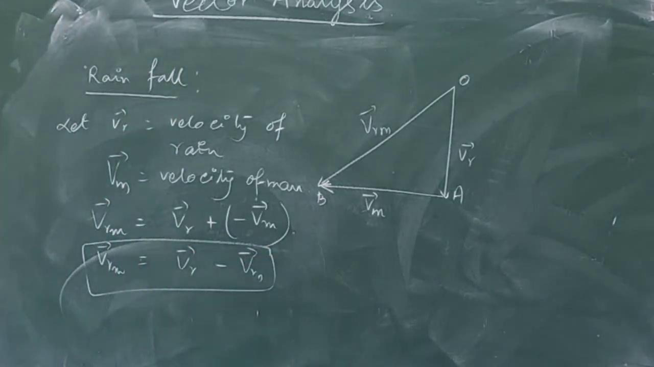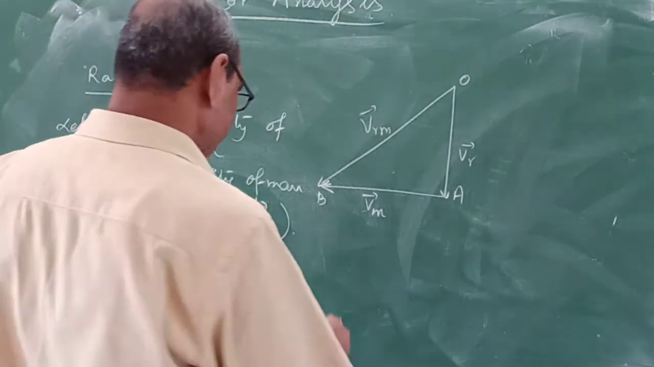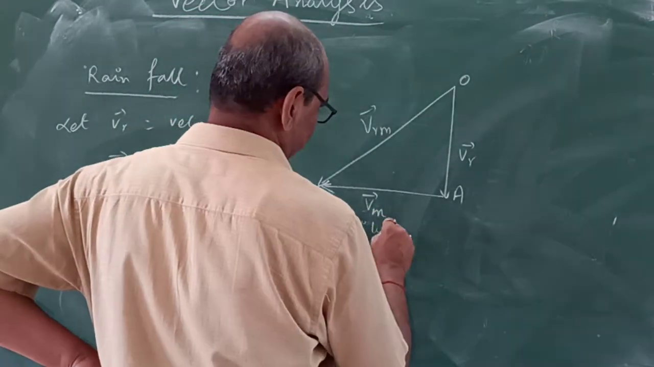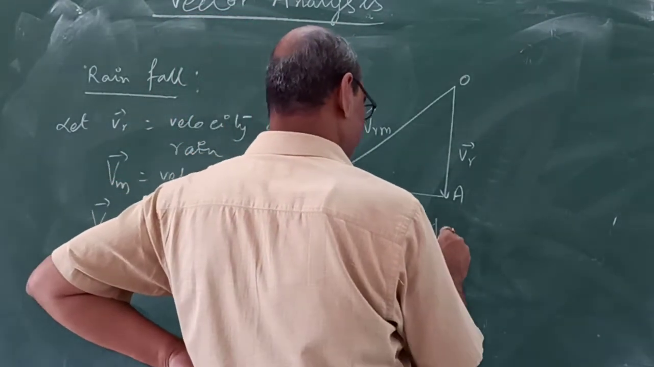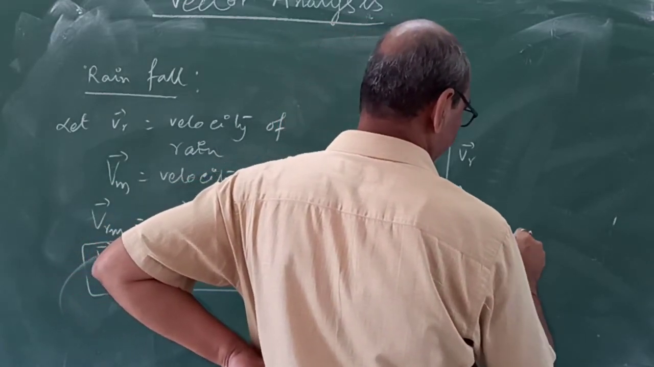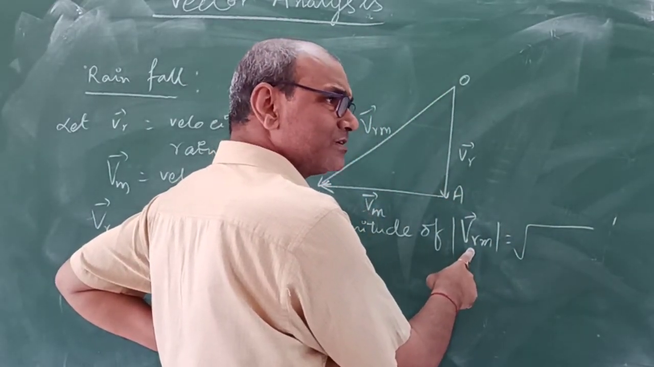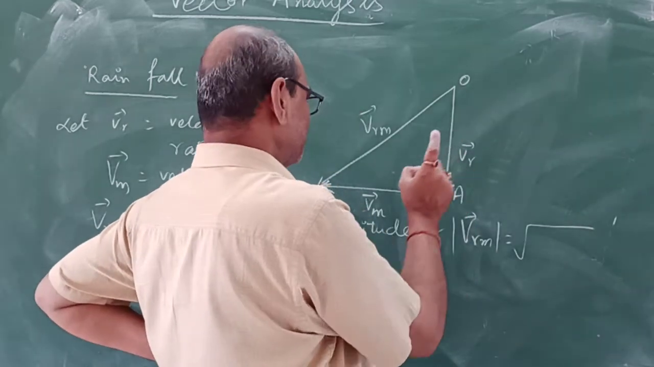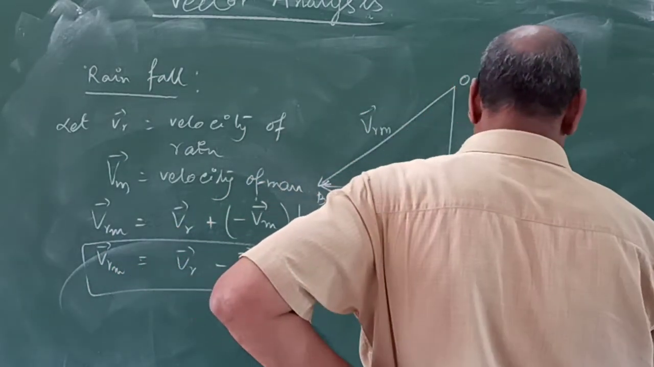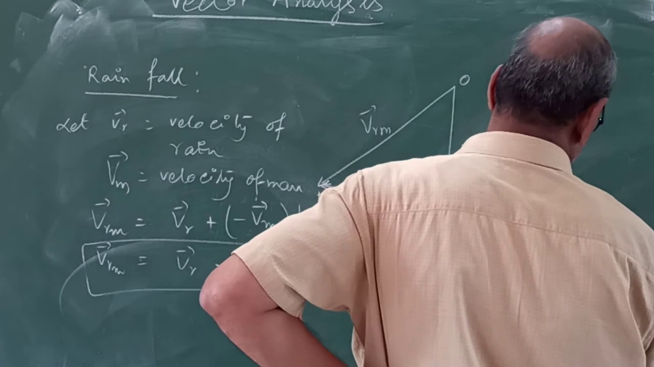Now, the magnitude of the relative velocity of rain with respect to man: r square is equal to x square plus y square. In the same way, x square plus y square is equal to the magnitude of the resultant. Therefore, the magnitude is root of Vr whole square plus Vm square.